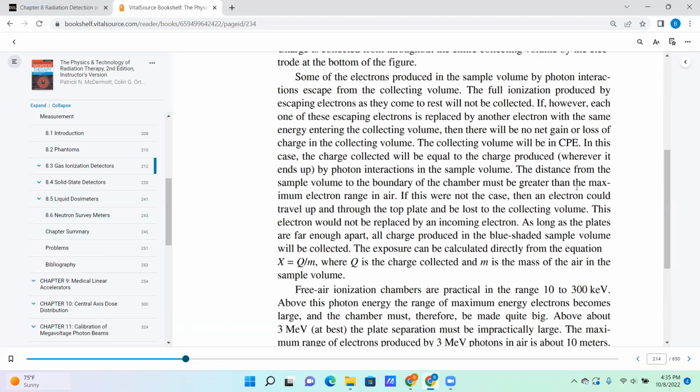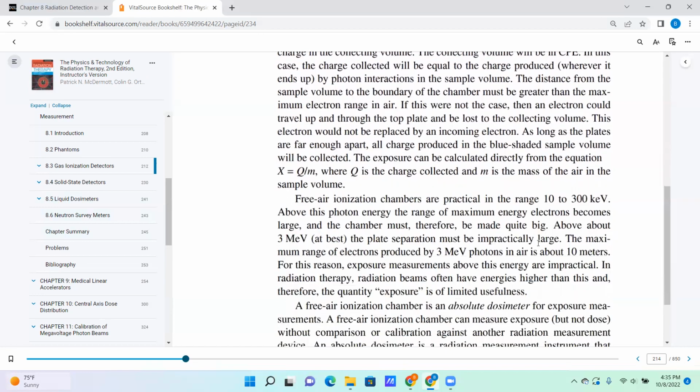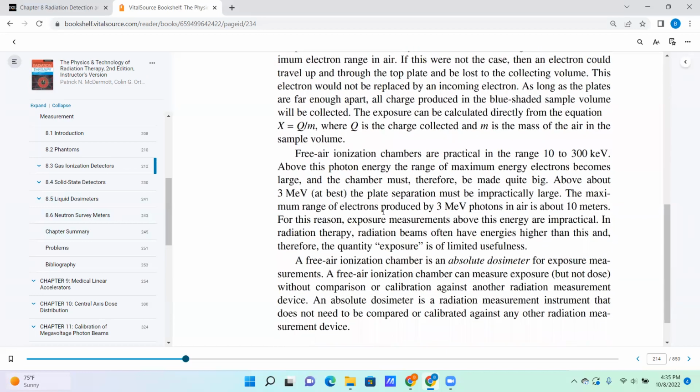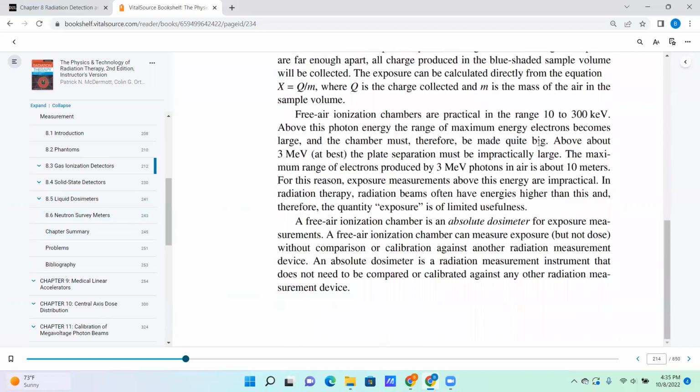If that's not the case, an electron could travel up and through the top plate and be lost to the collecting volume. The electron would not be replaced by an incoming electron, so you don't have CPE. So as long as the plates are far enough apart, all charge produced in the blue shape sample volume will be collected. The exposure can be calculated directly from this equation, where Q is the charge collected and M is the mass of the air.